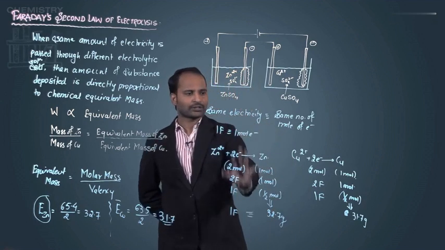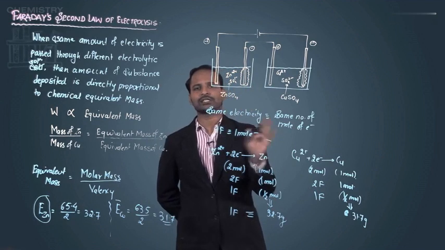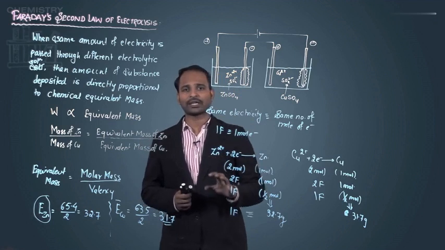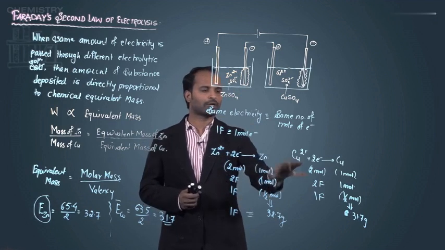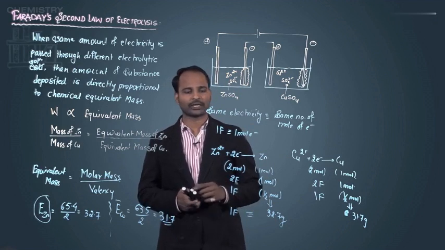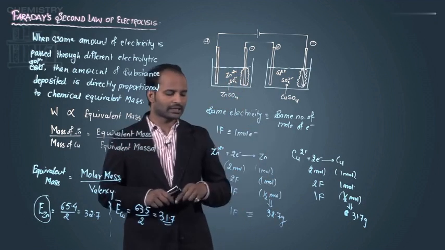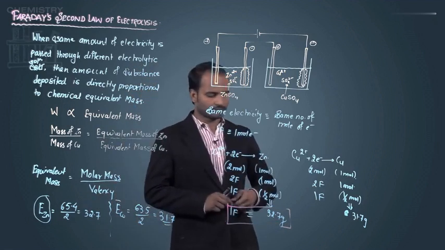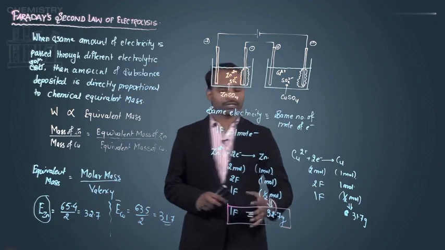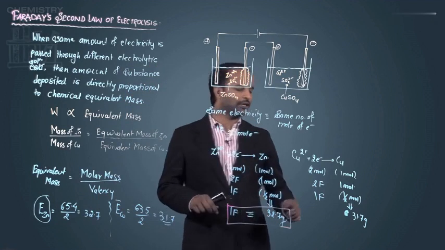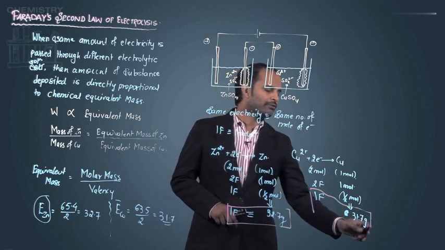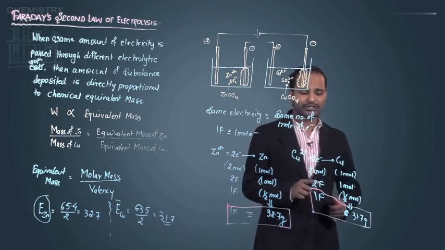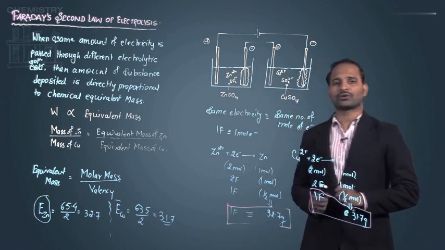So the mole concept also says the same thing: if you are passing the same amount of electricity through both the containers, the substance having the higher chemical equivalent mass, that is the zinc, will deposit more compared to the copper, which has a lower equivalent mass. And one more thing we can say is that if I am passing 1 Faraday of electricity, then 32.7 grams of zinc is deposited, which is nothing but the equivalent mass of the zinc. Similarly, if I am passing 1 Faraday of electricity, how much copper is deposited? The answer is 31.7 gram, which is again the equivalent mass of the copper.